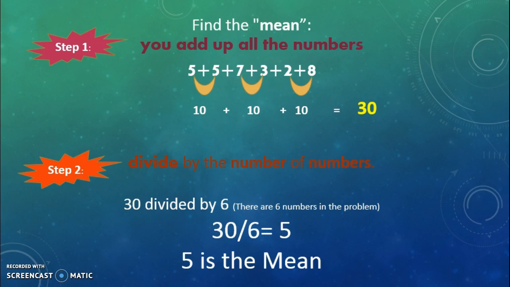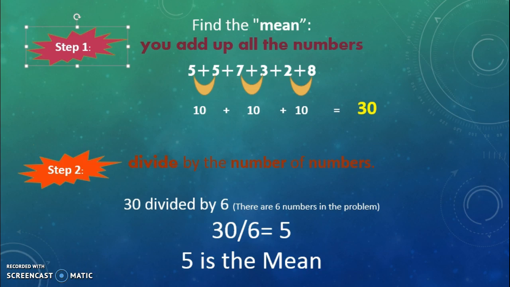Step 1. To find the mean, add all your numbers. Well, here are my numbers: 5 plus 5 plus 7 plus 3 plus 2 plus 8. I made this one convenient because, as you can see, each set of numbers adds up to 10. 5 plus 5 makes 10. 7 plus 3 makes 10. And 2 plus 8 makes 10. Then I just added 10 plus 10 plus 10, which makes a total of 30.